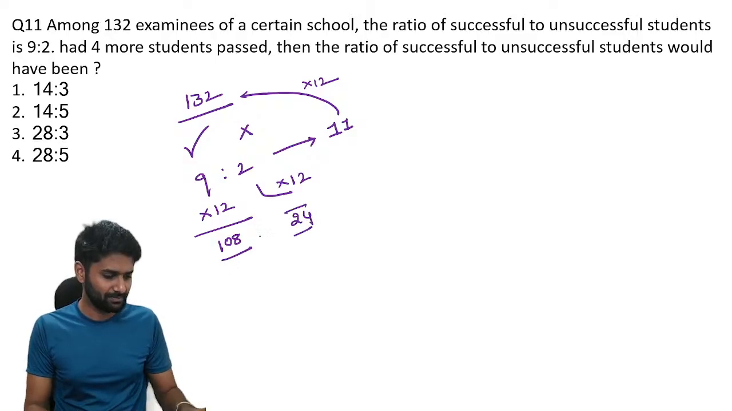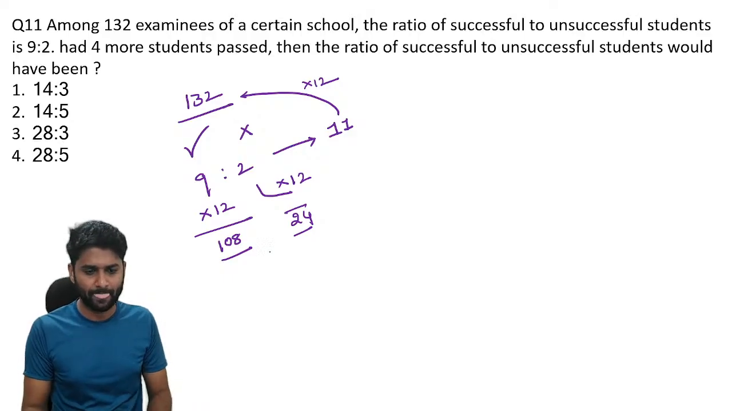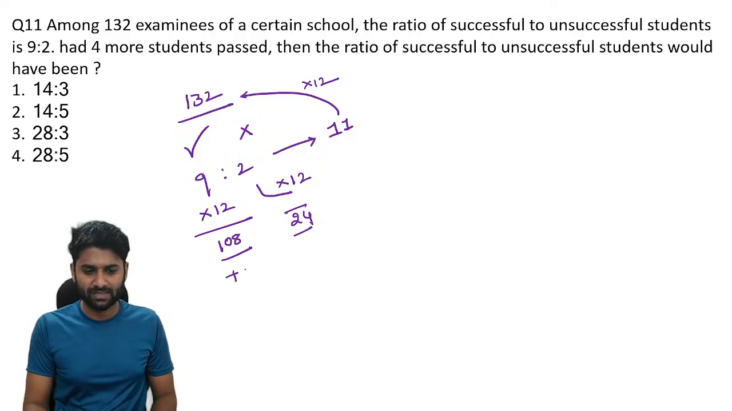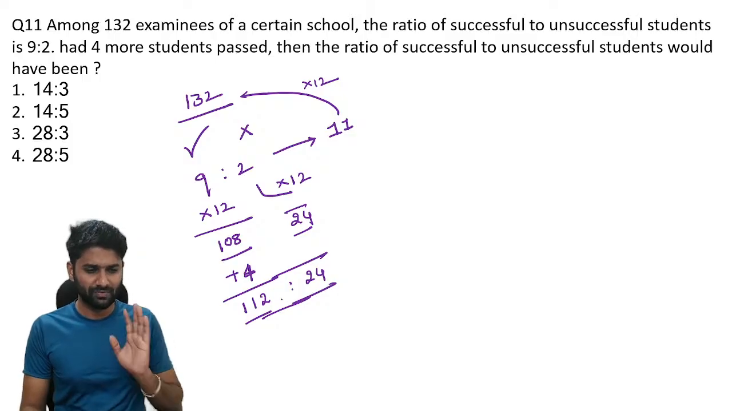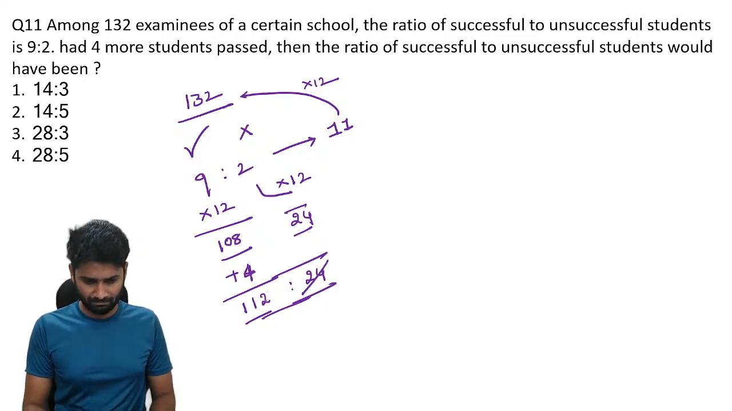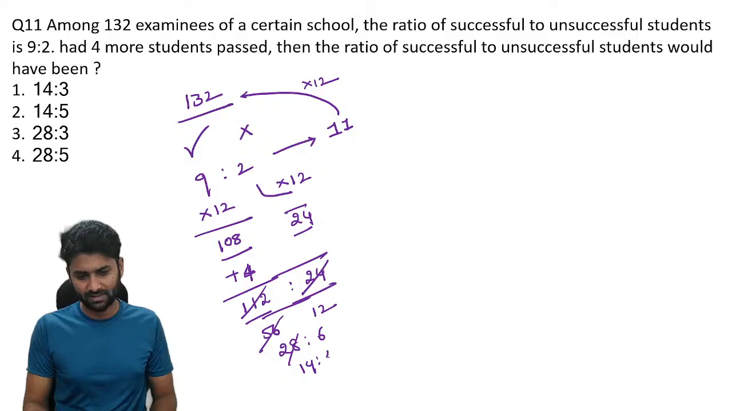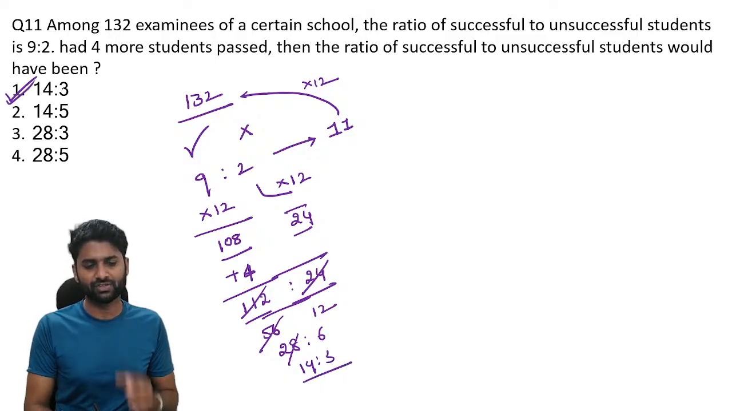Now you have the numbers; from the ratio we converted into numbers. If 4 more students pass, 108 plus 4 is 112, and the unsuccessful remain 24. Now go through the simplification. 112 to 24: divide by 4 gives 28 to 6, divide by 2 gives 14 to 3. 14 is to 3 is the correct answer.